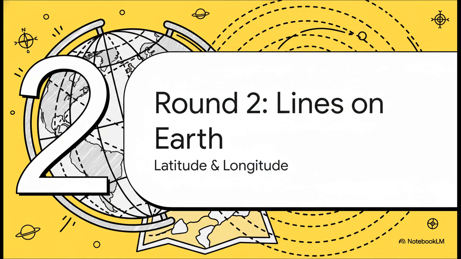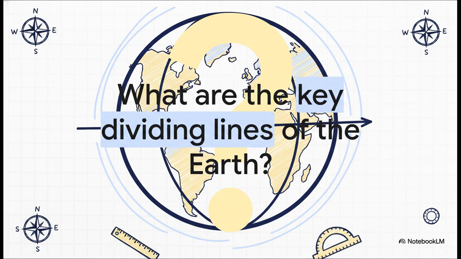Now let's get ready for round two, lines on Earth. We're zooming out from the paper map to look at those invisible lines that wrap around our whole planet. Okay, let's hit a few basics all at once. First, what unit do we use to measure these lines? Second, what's that big line that splits the Earth into north and south? And third, what about the lines that divide east and west?